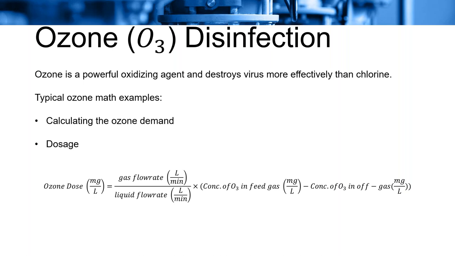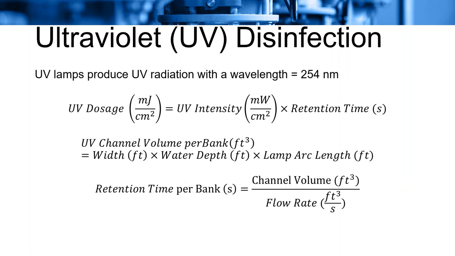There's also a possibility of doing a dosage problem. Here's one common example, where you might have the gas flow rate and you would divide that by the liquid flow rate. You would have those terms cancel out. And then you would multiply that by the concentration of ozone going into the flow versus the concentration of ozone out of it. That gives you how much dosage is actually used in the treatment of the wastewater. This equation will be in the presentation later, in case you come across any practice problems for those.